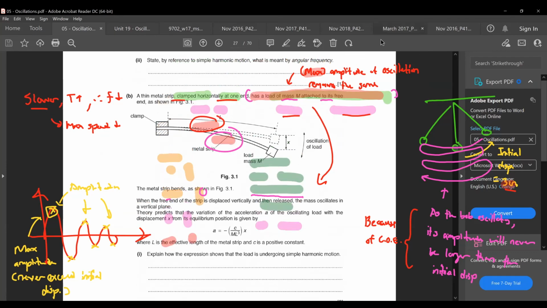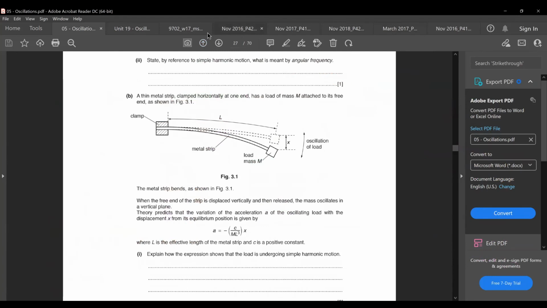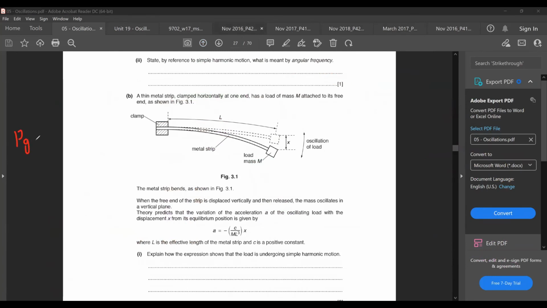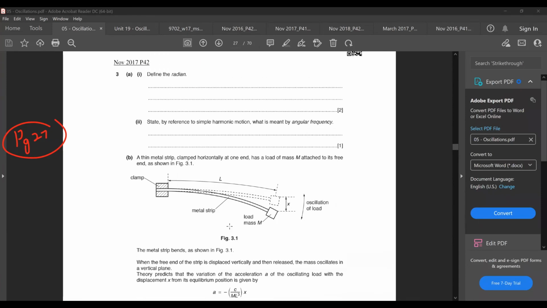Okay, now move on to page 27. Let's just move on to page 27. Okay, now for your case here, this is November 17 P42. Let's have a look at that.